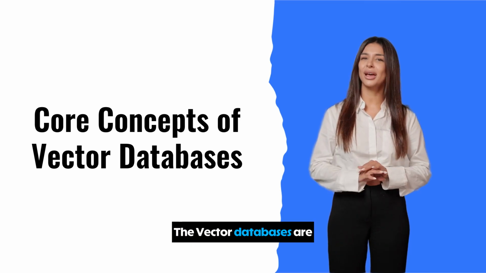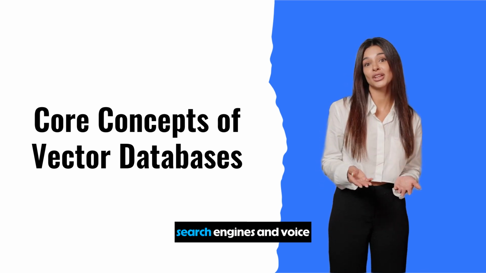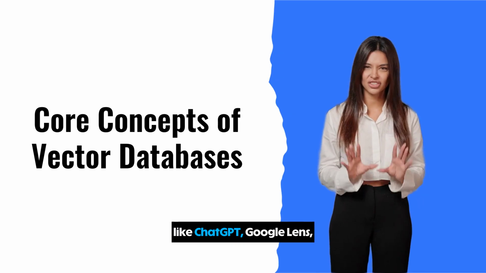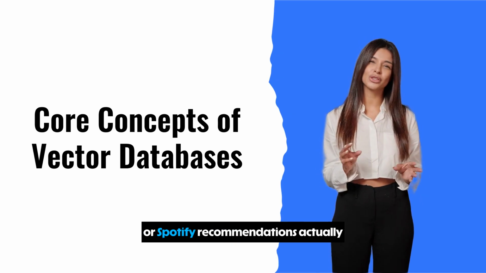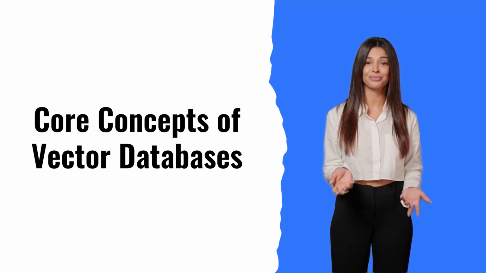Vector databases are the backbone of modern AI applications, from recommendation systems and chatbots to search engines and voice assistants. So if you want to understand how tools like ChatGPT, Google Lens, or Spotify recommendations actually work, it all starts here, with vectors and embeddings.